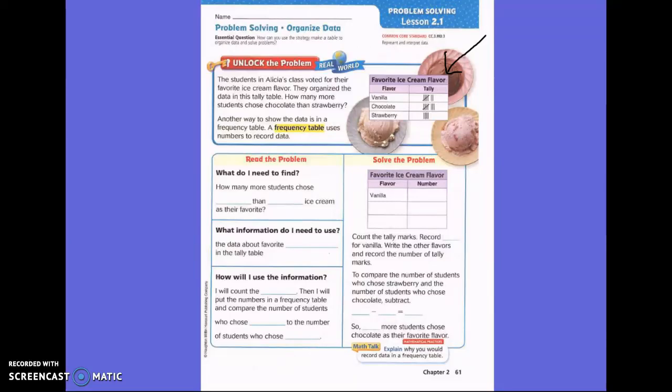We need to find how many more students chose what? More chocolate than strawberry. Write in chocolate and strawberry. Okay, we have chocolate and strawberry.